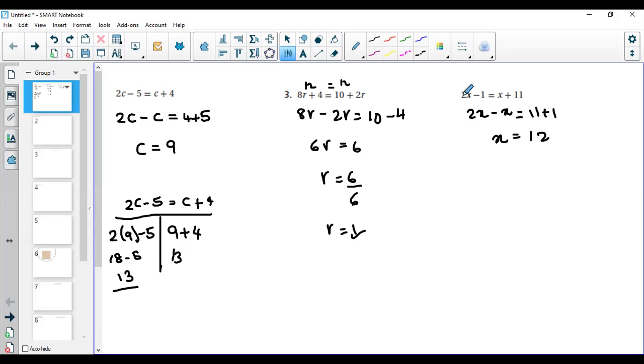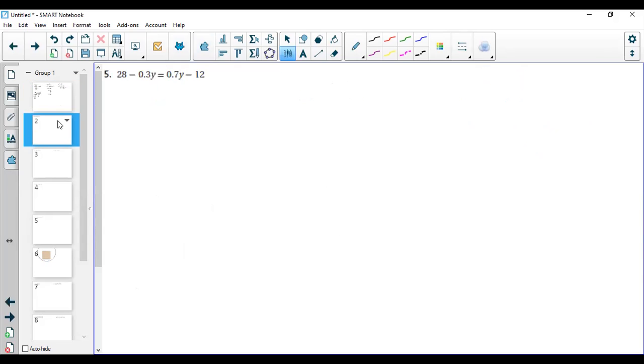Let's quickly check it. 2 multiplied by 12 will give you 24. 24 minus 1 will give you 23. Now 12 here plus 11. How much is 12 plus 11? 23, which means your answer is correct. So you don't need to do one by one for checking. You can just do it mentally.